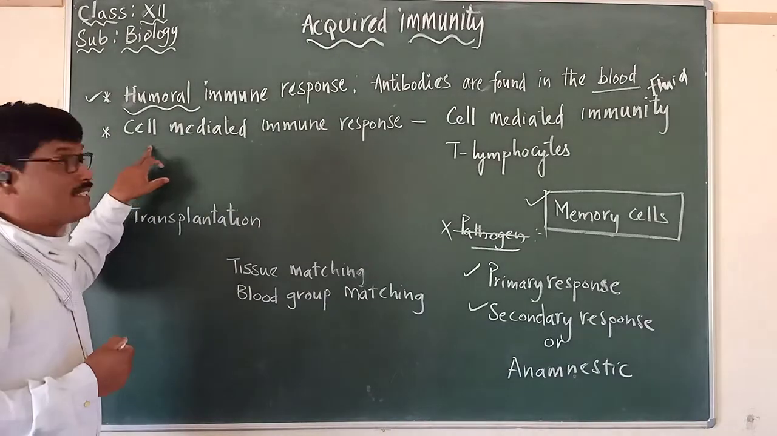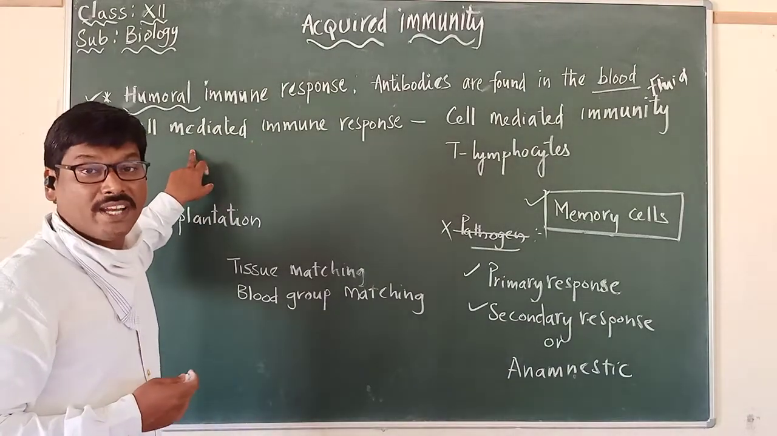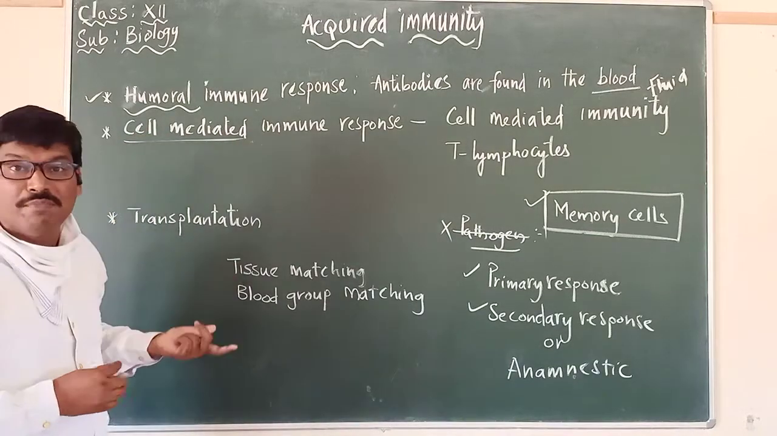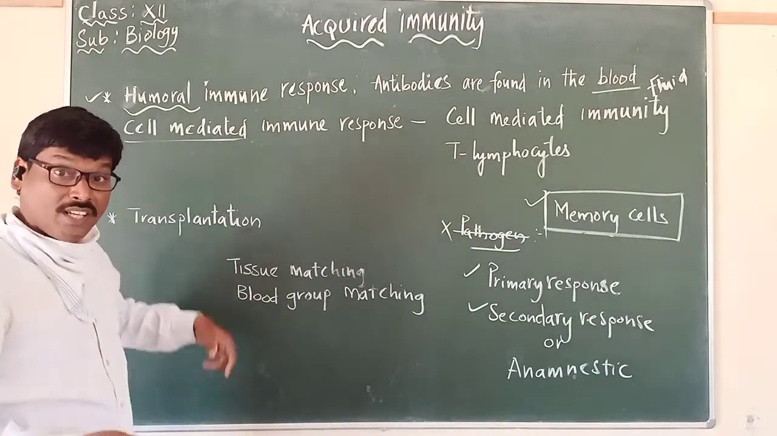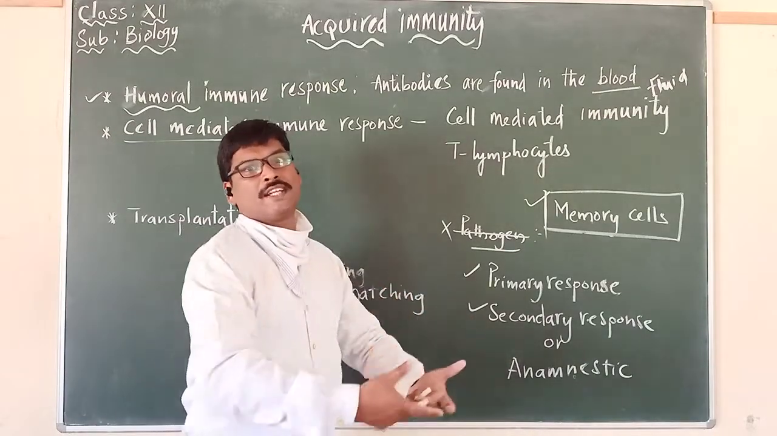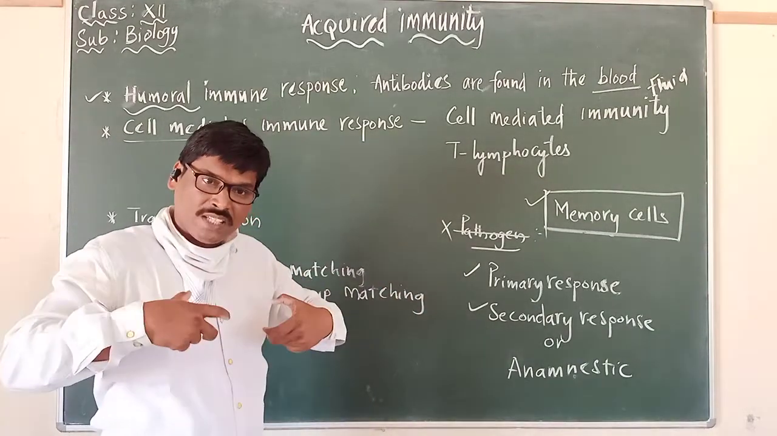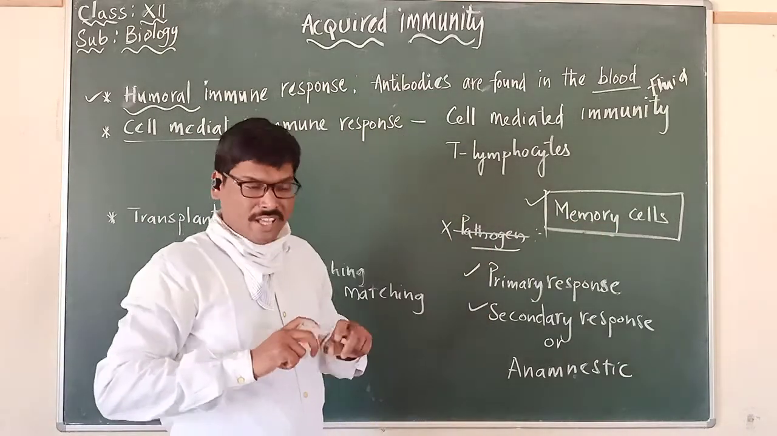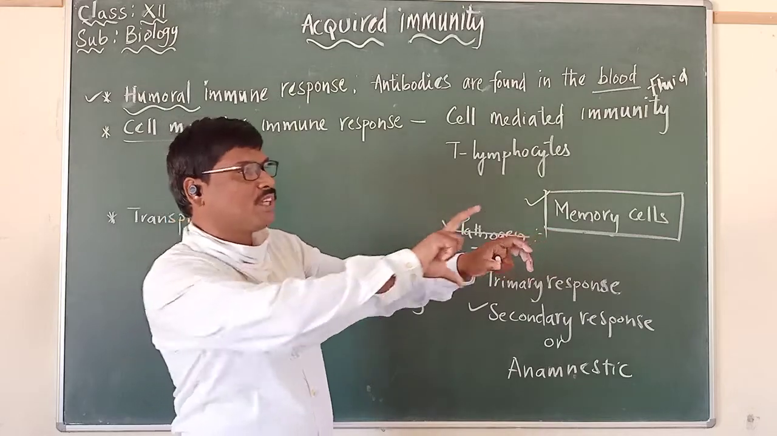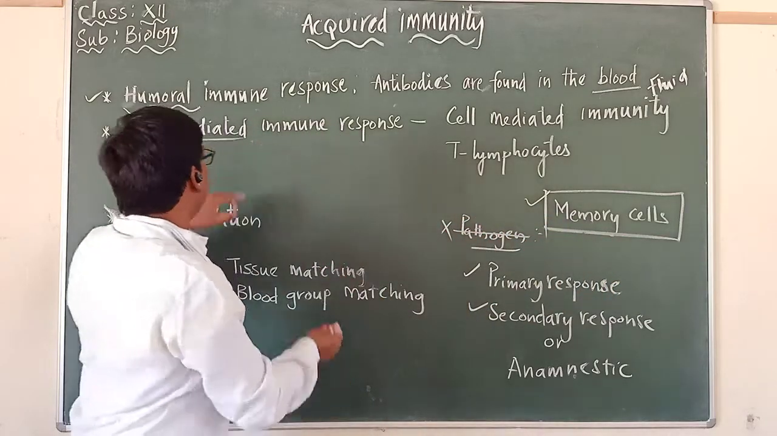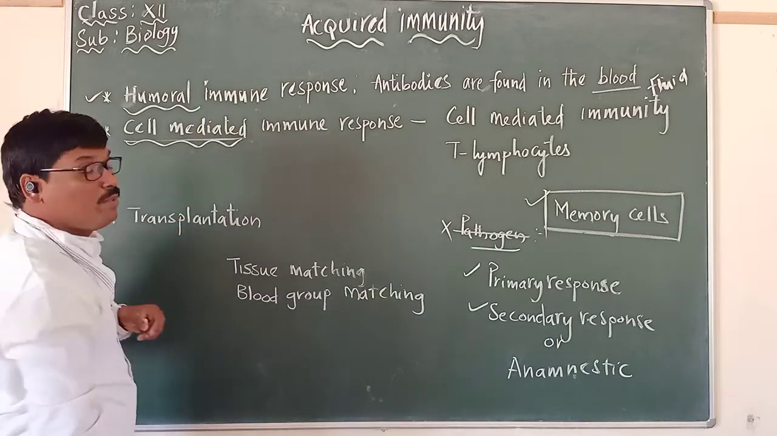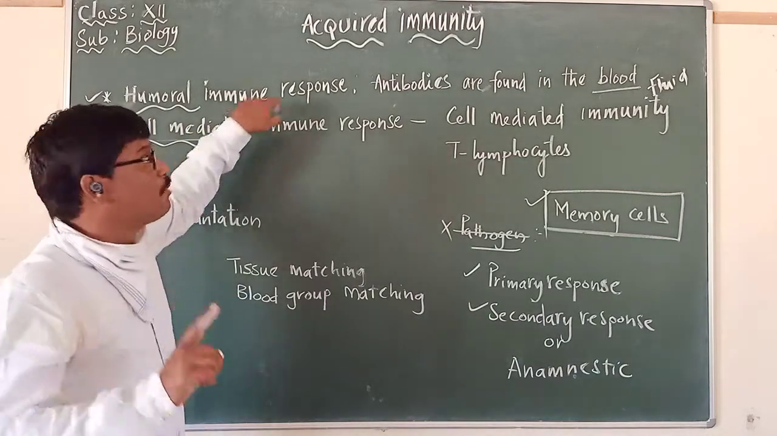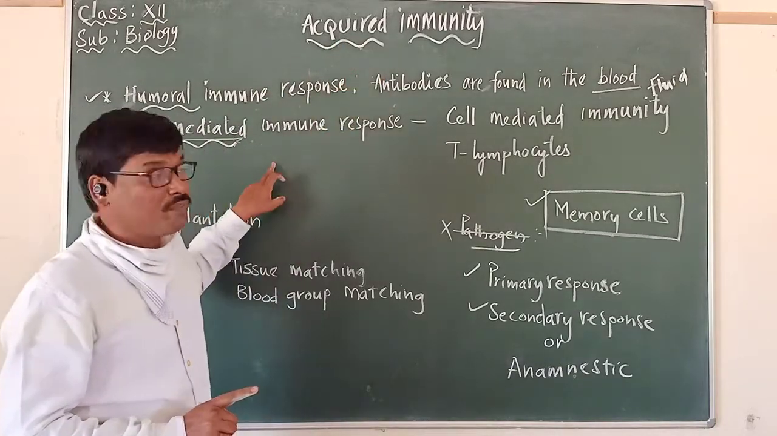And the next one is cell-mediated immune response. See, the word itself tells us. Cell-mediated means what here? Directly the cells are participating. Directly the immune system is producing the cells which go and fight against that particular pathogen. Immediately they identify that pathogen and destroy it. That's why we call it cell-mediated immune response. This is the second type of acquired immunity.